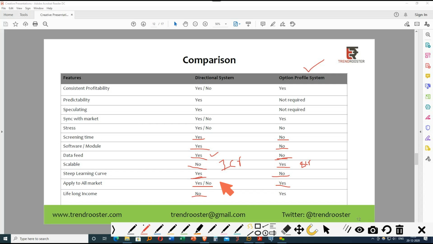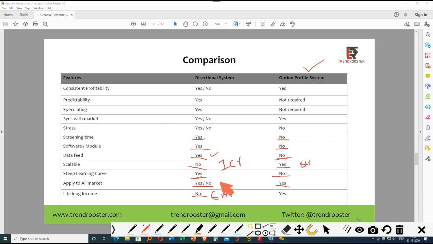Lifelong income, because the moment some system works for 6 months, after that it will not work. Why? Anyone knows why it will not work? Or it works for 3 months, after that it will not work. Anyone knows that? Yeah, the market is dynamic. Exactly.